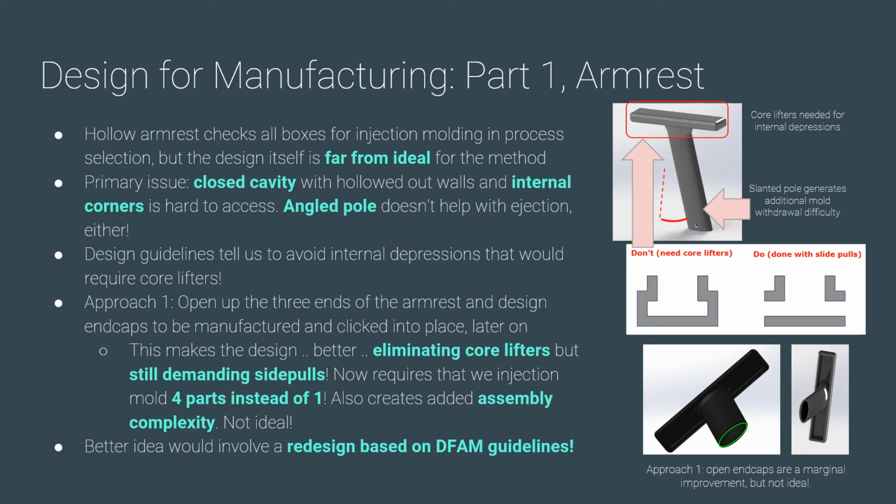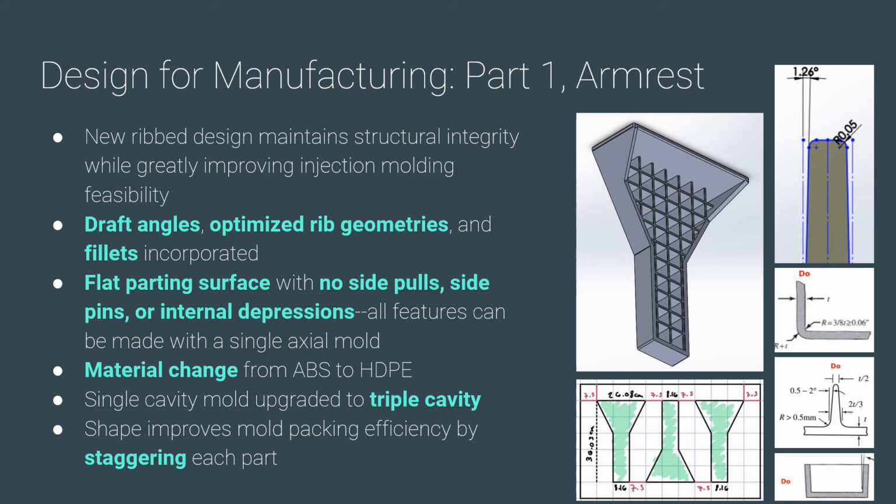Therefore, we investigate a more holistic redesign. Here, we employ a new hollowed-out honeycomb design that can be injection molded axially and without any additional steps or parts. Draft angles on all sides, no sharp corners, and rib geometries designed to the specifications from lecture allow for much more enhanced manufacturing. We also change materials to the more affordable HDPE.